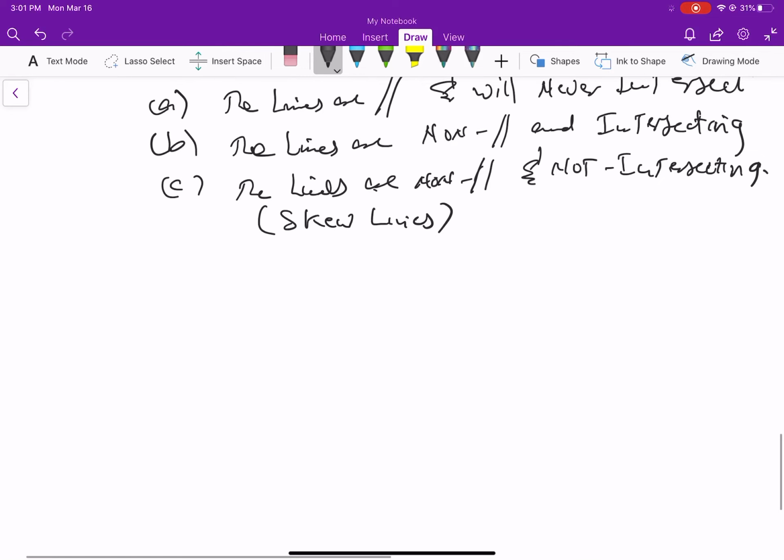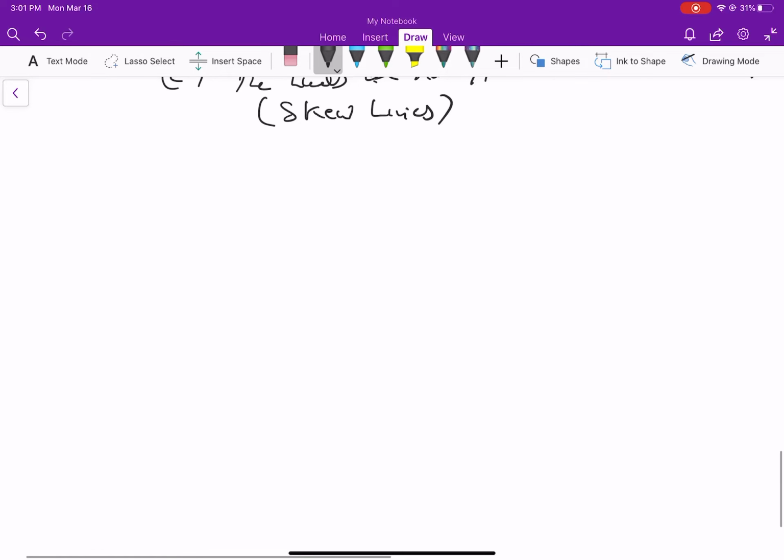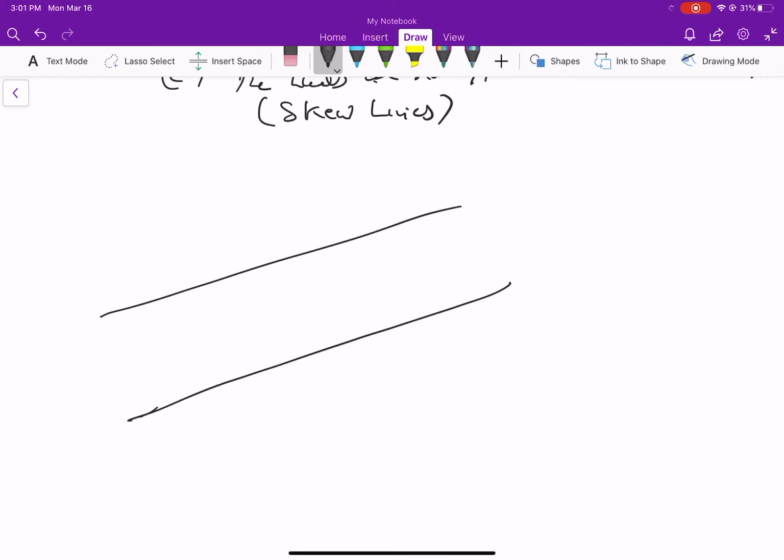In this tutorial, we're only going to look at parallel lines, and then, like I said, the other two takes a little bit more explanation. So I'm going to put that in a separate tutorial. So let's look at case A. I have 2 lines. How can I tell that they're parallel?